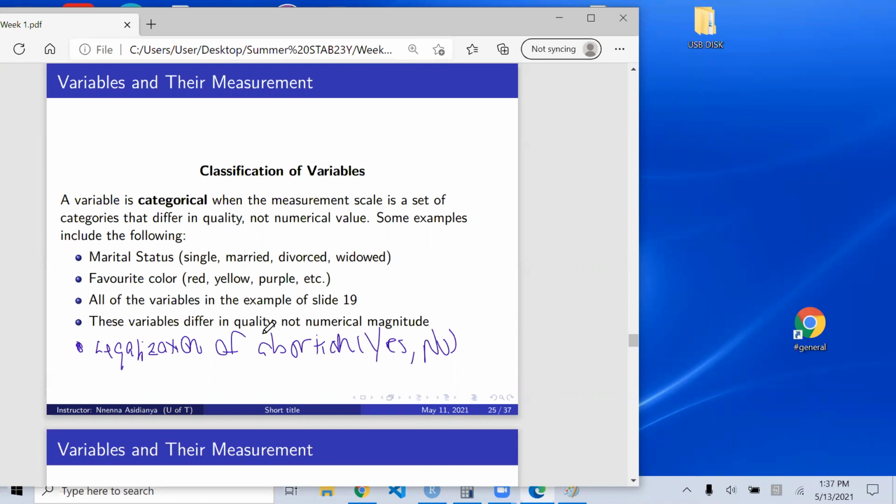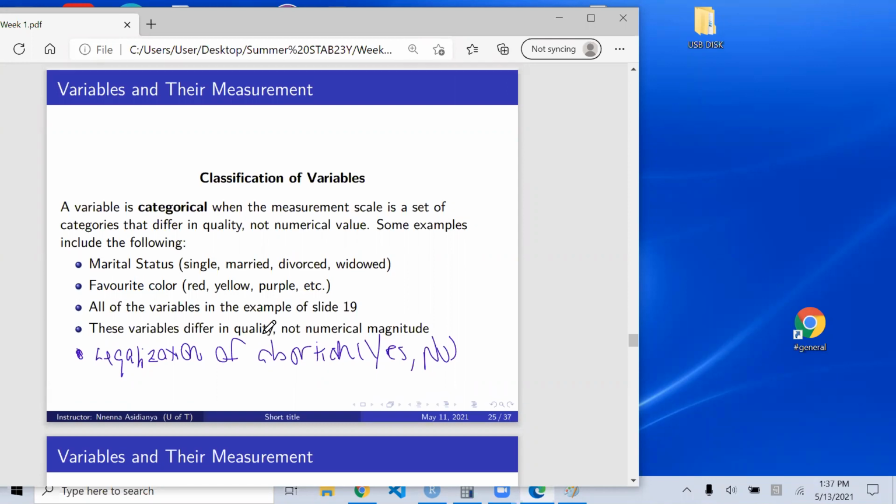So marital status: single, married, divorced, widowed. These are obviously different categories, but you cannot be in all of them. So it's differing quality. Same with favorite color. Actually, one semester, somebody said that favorite color is a weird example because if you put color on a gradient scale, it looks continuous, right? Even red can be expressed in terms of hue, and that's continuous. But let's pretend we're looking at the colors themselves, not the hue scale. Then it's obviously going to be different categories, right? All of the variables in slide 19.